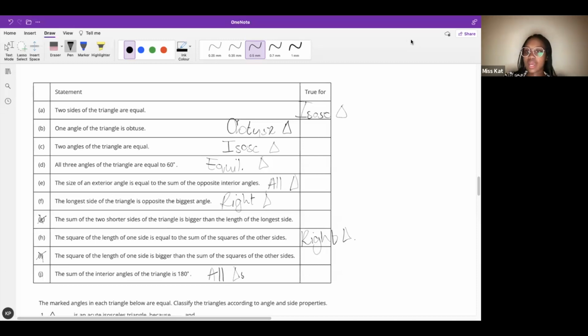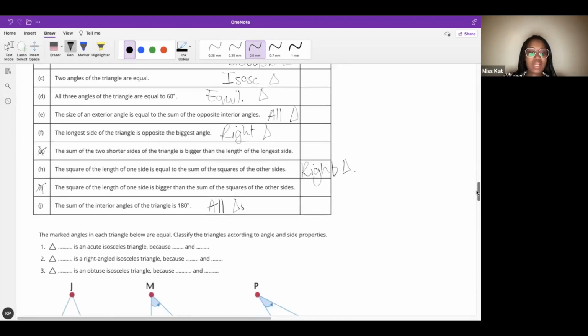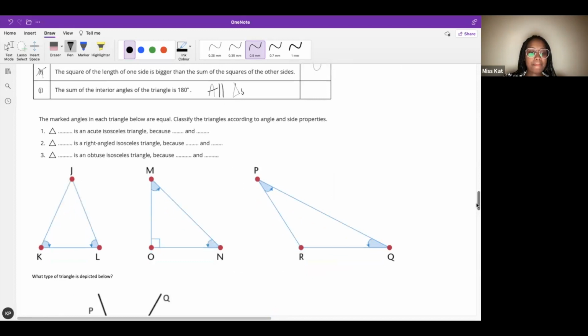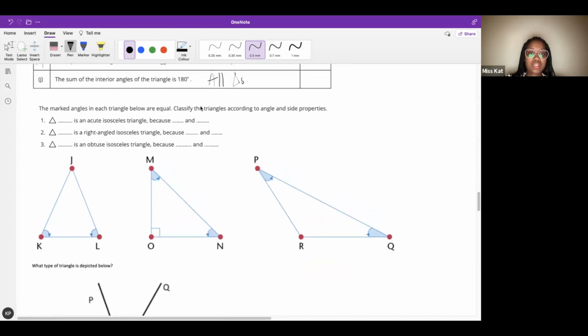Wonderful. Okay, it looks like we are getting the hang of properties. Let's do this one. We have three triangles here. You have to tell me which one is an acute isosceles, which one is a right angled isosceles, and which one is an obtuse isosceles. Then you have to give me two reasons why you say what you are saying.